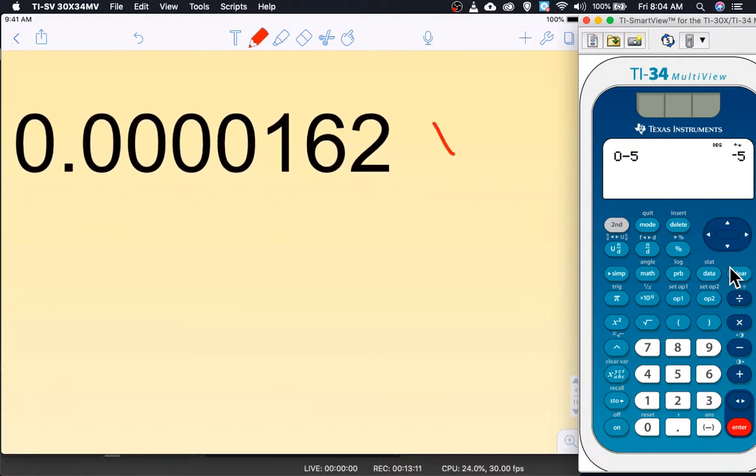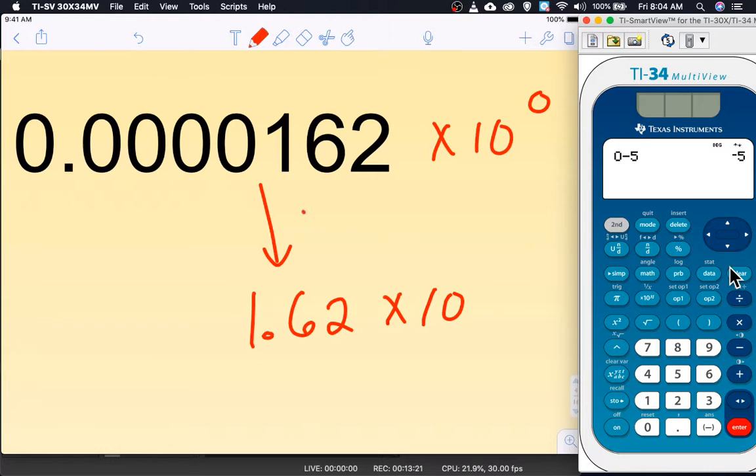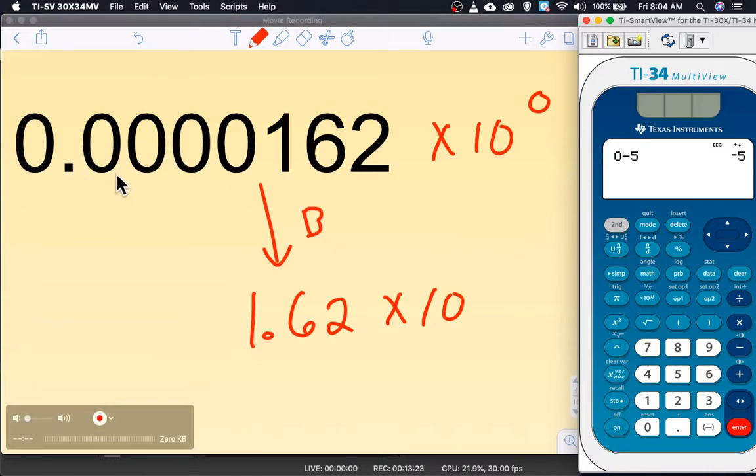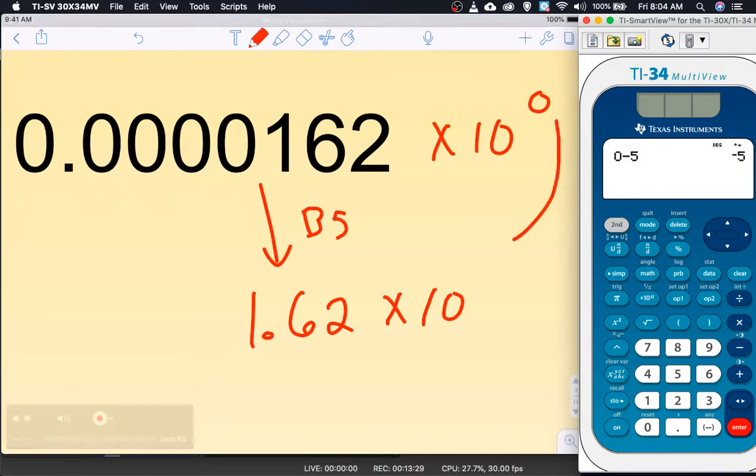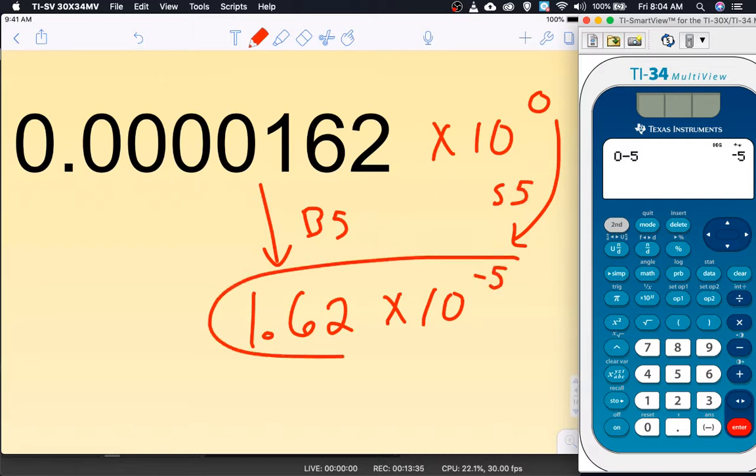Okay, times by 10 to the power of 0. Make this the decimal we want, 1.62 times by 10. This piece is getting bigger by how many places? 1, 2, 3, 4. Bigger by 5. So this piece gets smaller by 5. 5 smaller than 0 is -5. That's it.